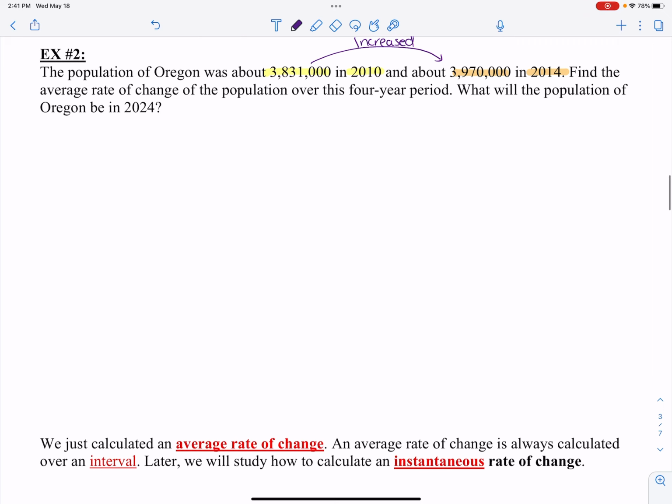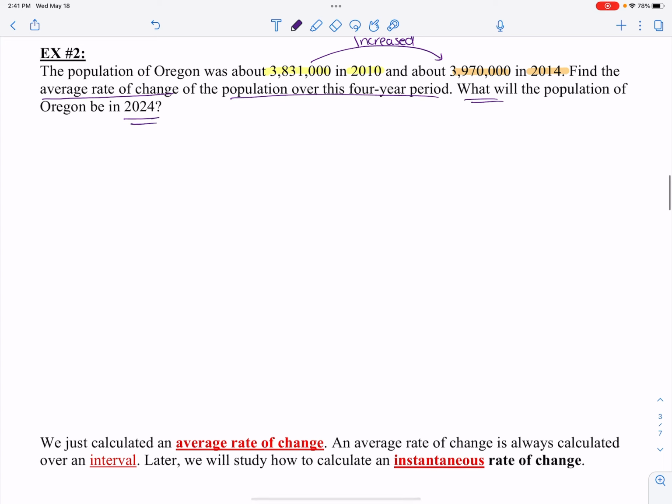It's asking me to find the average rate of change of the population over this 4-year period. So you're going to have how many people it increased or decreased over time. And then we're going to use that slope to predict what the population will be 10 years from 2014. So let's start with the first part of it. What's the average rate of change here?